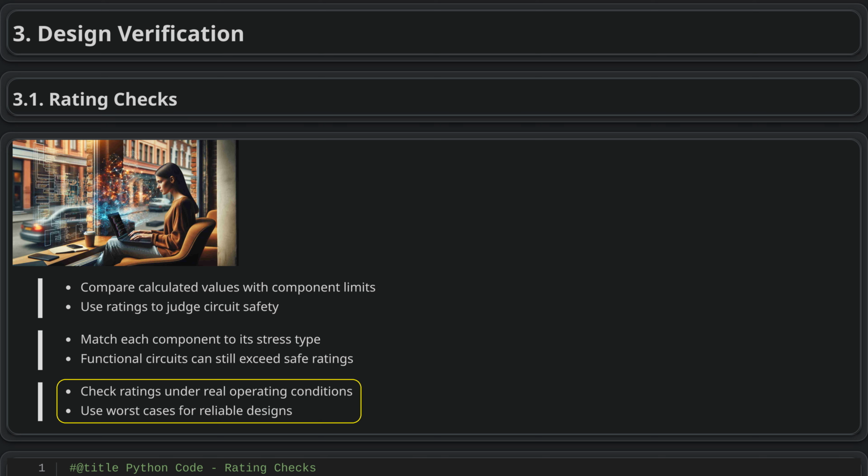Rating checks must account for the difference between ideal calculations and real operating conditions. Actual circuits can face changes in supply voltage, component tolerances, temperature, and startup currents that may create higher stress than steady-state analysis suggests. Checking these worst-case conditions helps determine whether components are properly rated, need upgrading, and can operate safely and reliably.